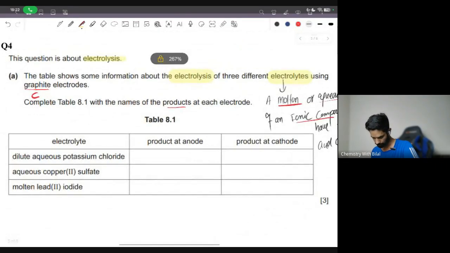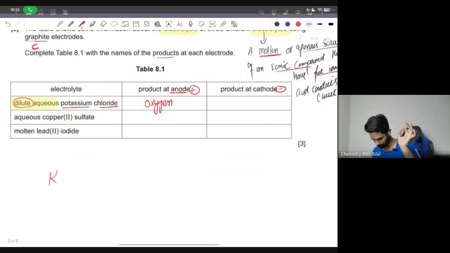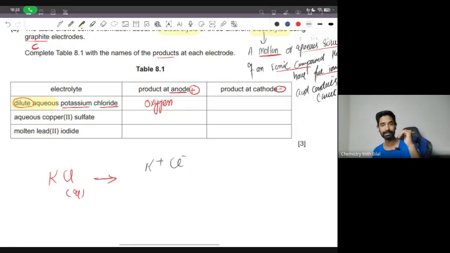Now the first thing, we have dilute potassium chloride. I told you, whenever it is dilute, you can predict the product with your eyes closed, at the anode, which is positive, and the cathode, which is negative. At the anode, what will you get? Oxygen, because it is dilute. In dilute solutions at the anode it is always oxygen. Please look here. We have potassium chloride, KCl. When you ionize this ionic compound, it will produce potassium ions and chloride ions. And since it is aqueous, it will produce hydrogen ions and hydroxide ions.